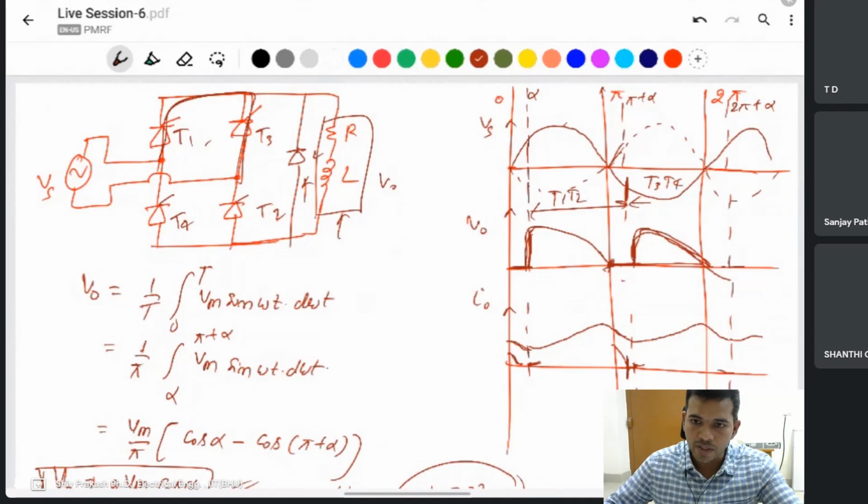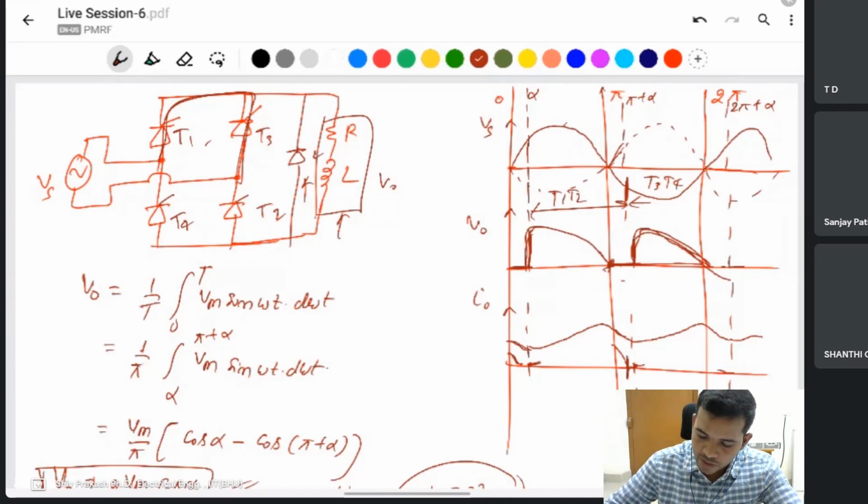Half control and semi control are the same, but fully control is different. Fully controlled and half controlled have the same waveform, except for the negative spike. In fully control, the negative spike also comes in the output voltage.